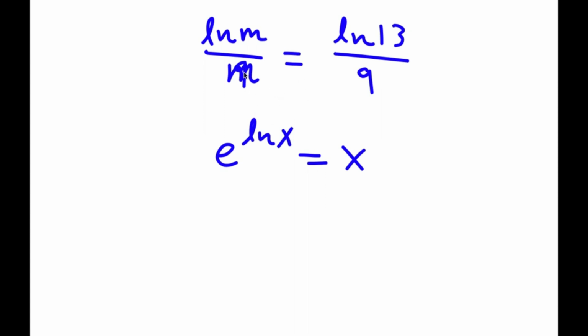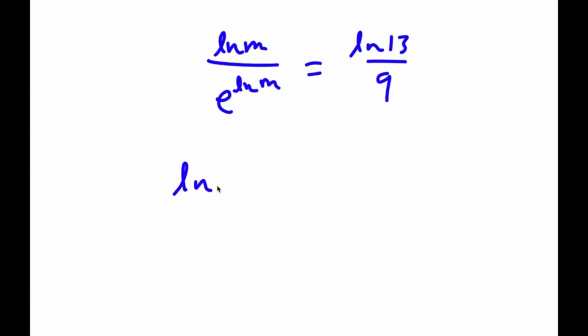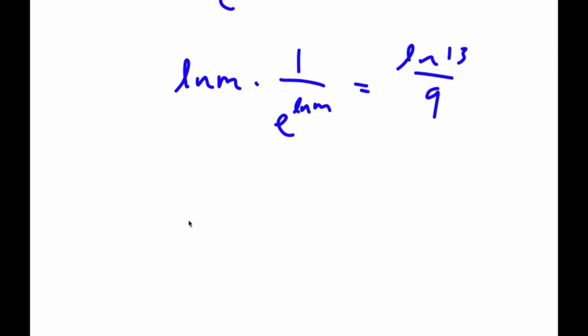Or sorry, now m here, this is the same thing as e to the power of ln m, because remember, these two cancel out. So now I have this is equal to ln 13 over 9. And now this is the same thing as ln m times 1 over e to the power of ln m, which is equal to ln 13 over 9, which is the same thing as ln m times e to the power of negative ln m, which is equal to ln 13 over 9.